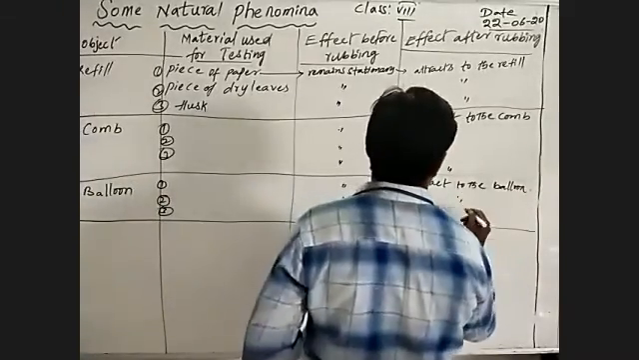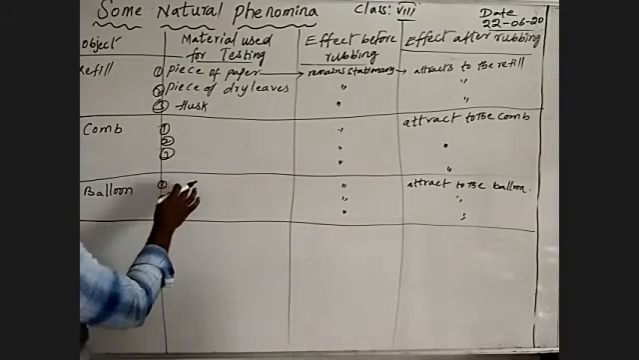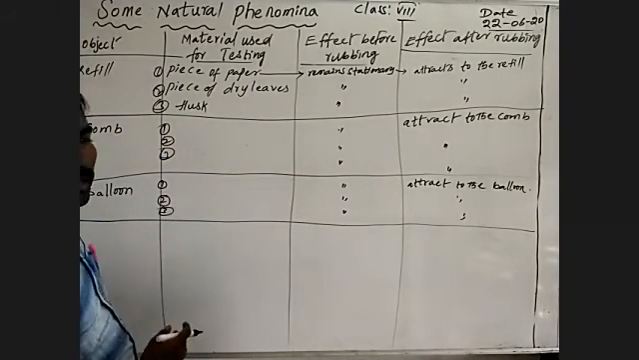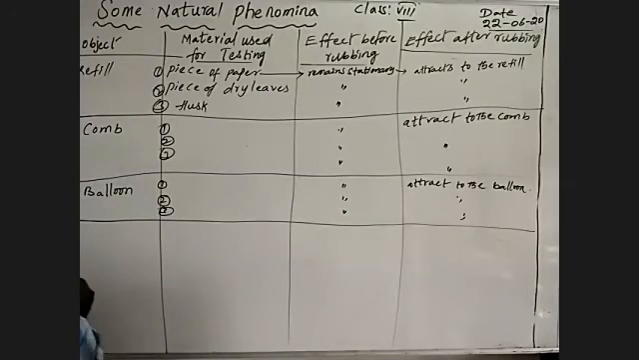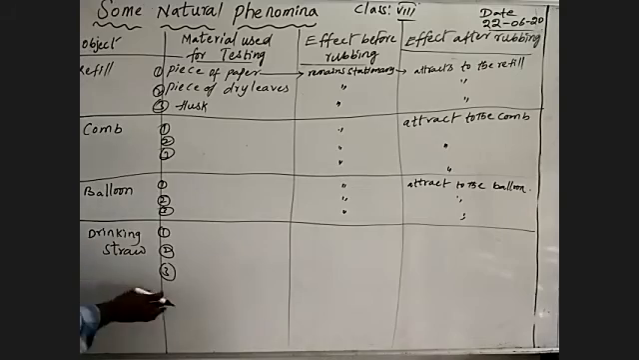Understand? So pieces of paper will attract to the balloon, and pieces of dry leaves will attract to the balloon, and husk attracts to the balloon. Then we'll go with the drinking straw. What can you say? Drinking straw. By using the drinking straw with the tiny papers, pieces of dry leaves and husk.